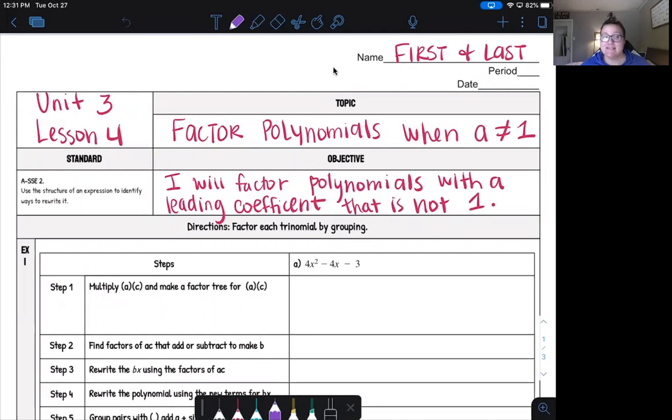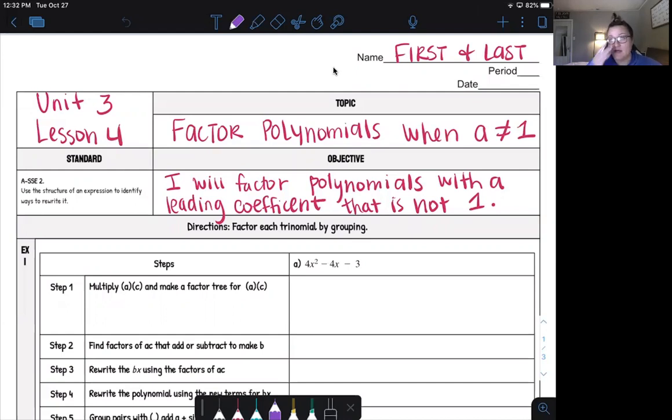I'm Miss McGuire, and today we are going to be doing Unit 3, Lesson 4. Don't forget to put your first and last name, the period, and the date in the upper right-hand corner. Our topic today is factor polynomials when a is not equal to 1. Your objective for today is I will factor polynomials with a leading coefficient that is not 1.